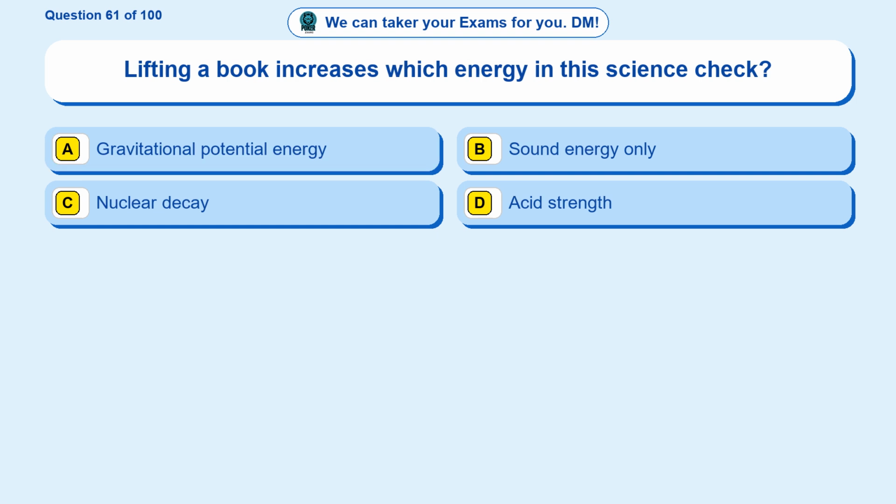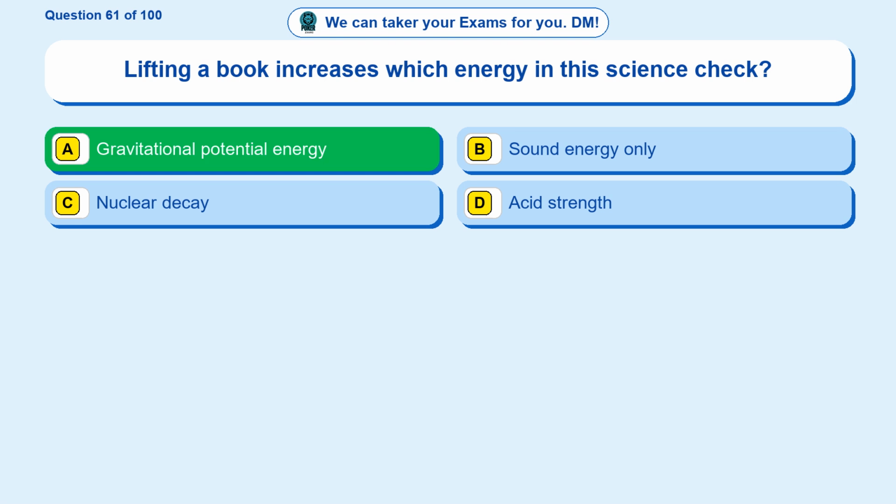Question 61. Lifting a book increases which energy in this science check? Option A, gravitational potential energy. Option B, sound energy only. Option C, nuclear decay. Option D, acid strength. The correct answer is option A.